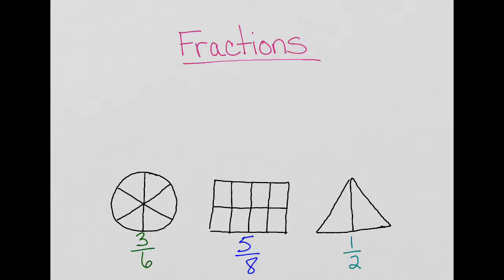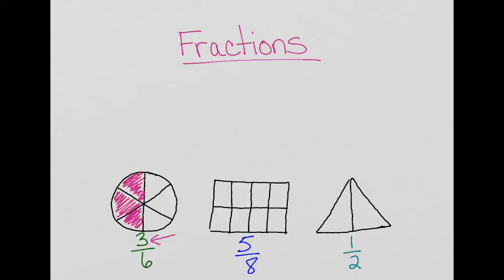So let's take a look at the top. We're going to do this one right here, the circle. Okay, so it tells us how many pieces we need to color in out of all 6 of them. So how many does it say? 3. Very good. So let's color those in. 1, 2, 3. Very good.